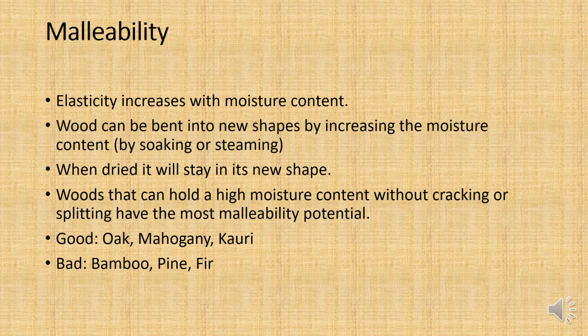With concrete, we can make a mold in any shape we want and make a concrete block in that shape. We can make statues out of concrete, no problem. But wood, it takes a little bit of work trying to make it into different shapes. But if we want wood to be bent into a new shape, what we can do is increase the moisture content of that wood.